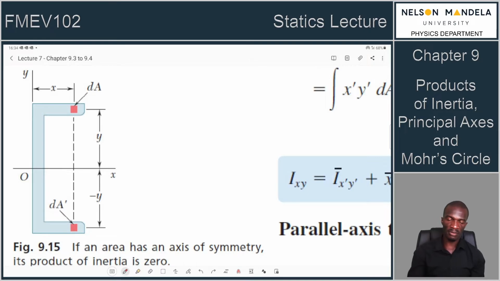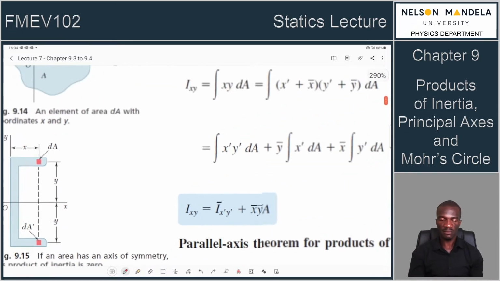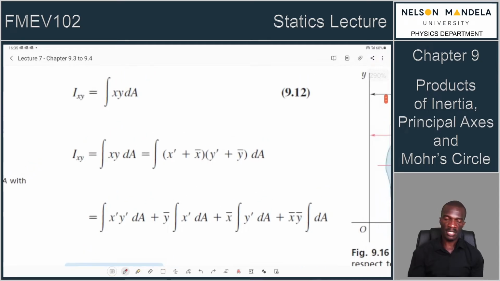I think by now you remember that if we have some area element dA and we have an area element dA prime that is exactly at an equal distance but in the other axis or in the negative axis, then if you were to find the total integrated moments of inertia, you get a 0. The same applies if you were to find the product of inertia for those two area elements. They would add up to 0. So the integral will end up adding up to 0. So that's just a special property of the product of inertia. If an area has a line of symmetry, then it has a 0 product of inertia.